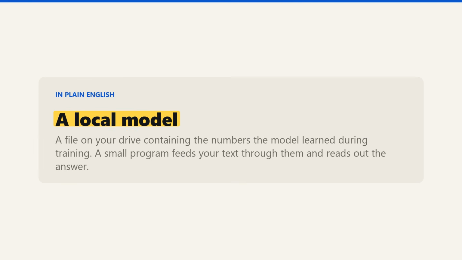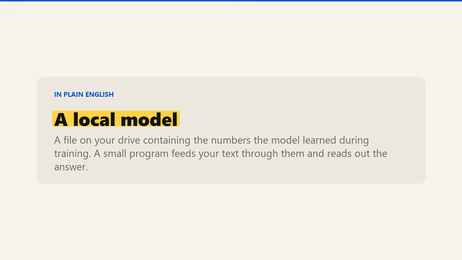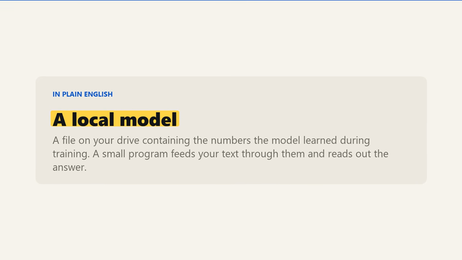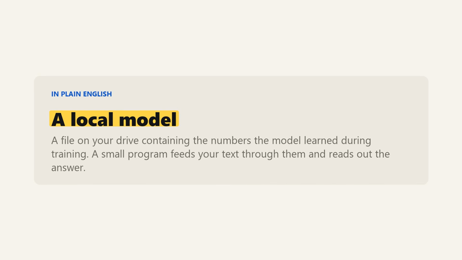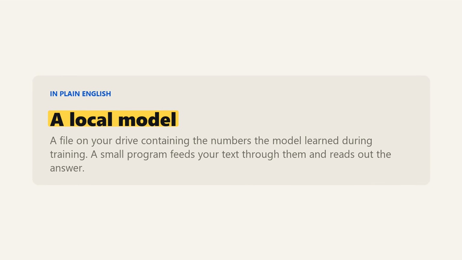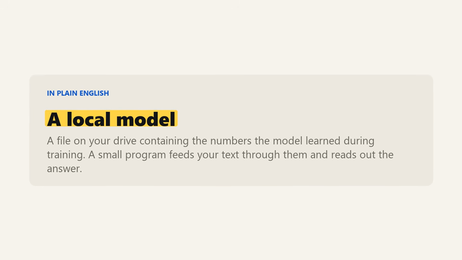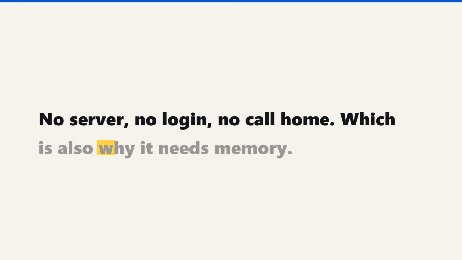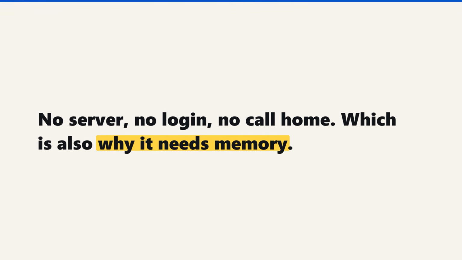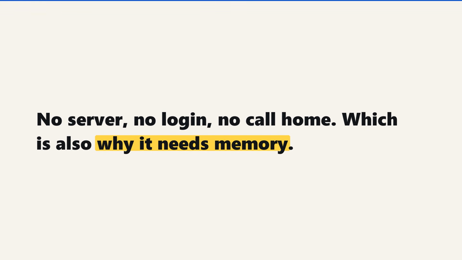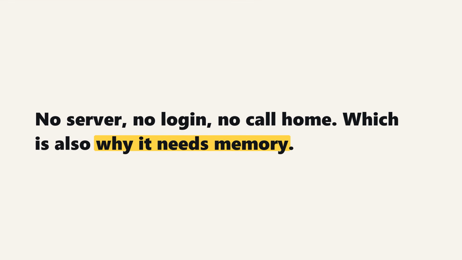So what actually is a local model? It is a file, a big one, but just a file. Inside it are the numbers the model learned during training, the weights. You download it once, and a small program on your computer feeds your text through those numbers and reads out the answer. That is the whole thing. There's no server, no login, no hidden call home.